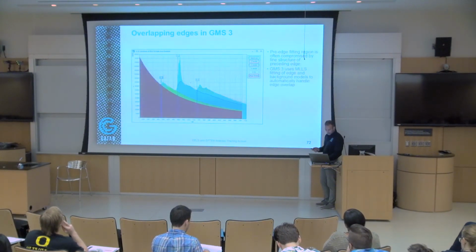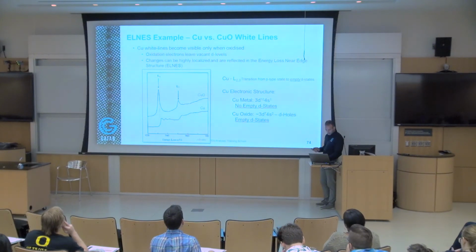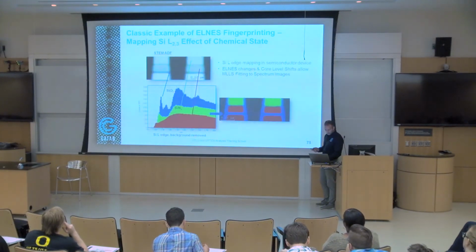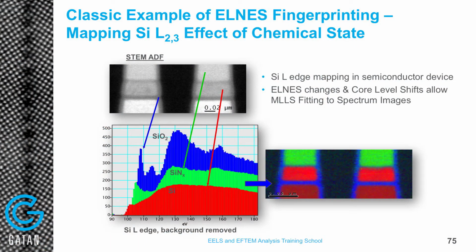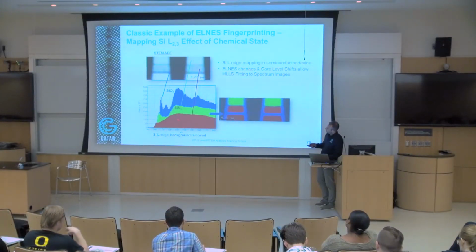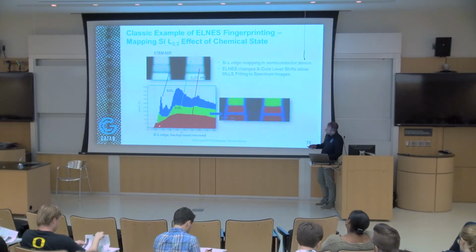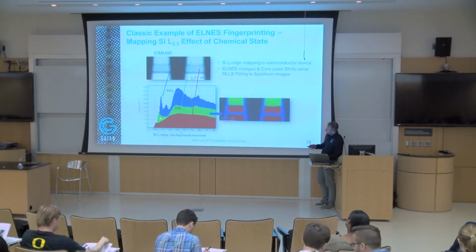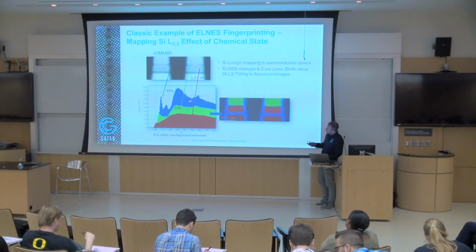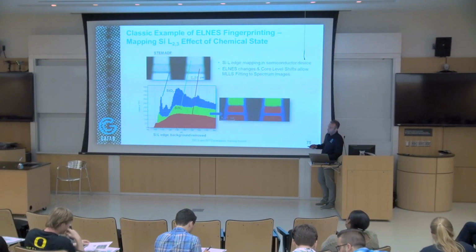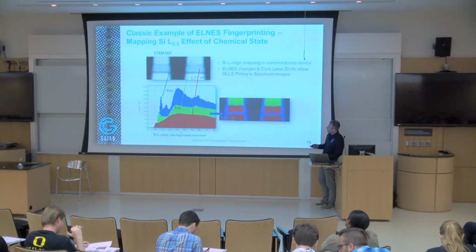Let me jump these. Another example, actually no, let me go to this, I don't have much time, but let me go to this example here where we have silicon with different phases. Look, we got bulk silicon here, which is at 99 eV, silicon nitride, which is about 103 eV, and silicon oxide. All these have different edges.